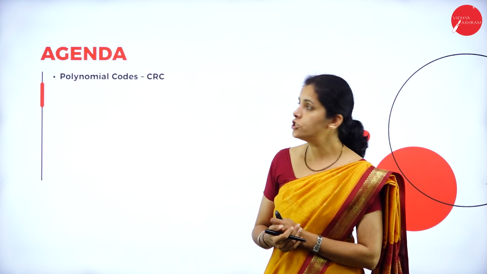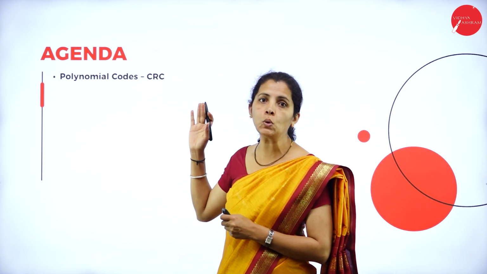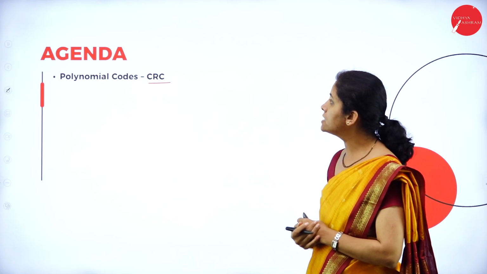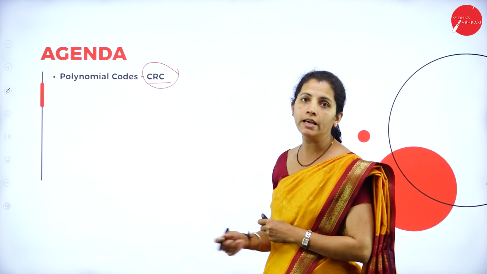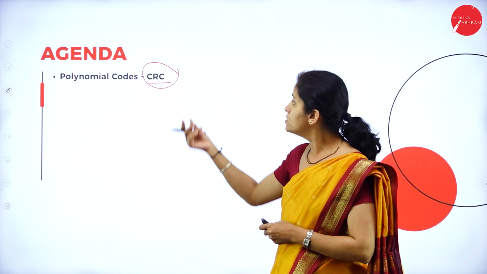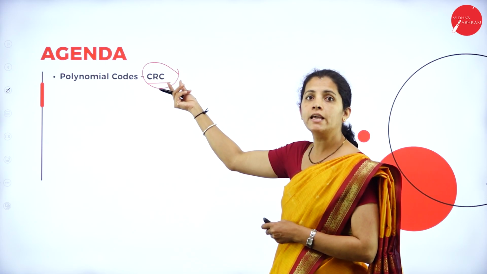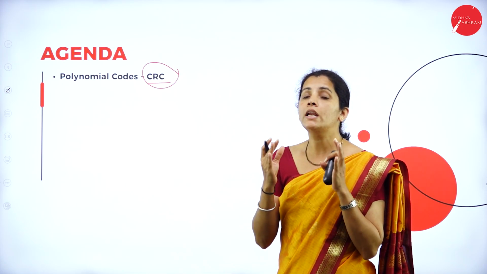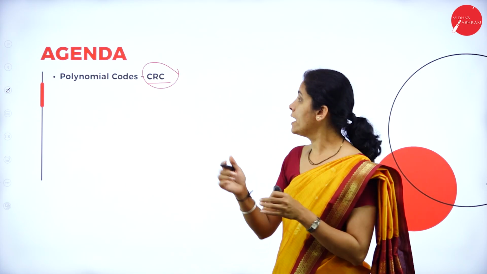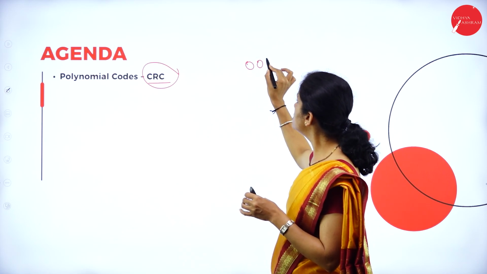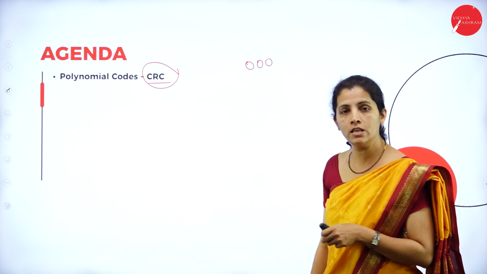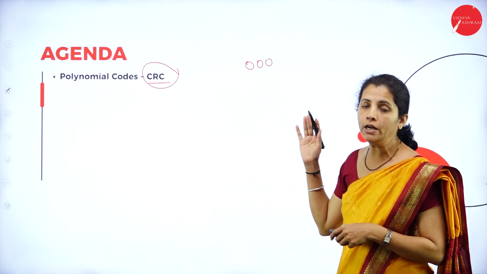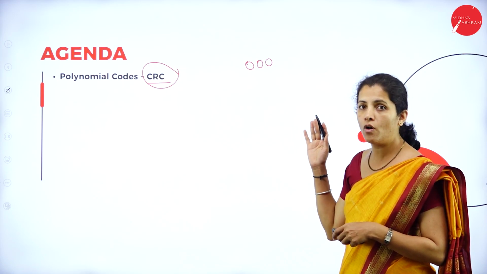Now in my today's session, I am going to discuss polynomial codes. That is nothing but the CRC. So what is CRC here? That is nothing but the cyclic redundancy check. In the sense, I'm going to have redundant bits and I'm going to fill in 0s. How many zeros am I going to fill? 3 zeros. Anyway, dear student, this is a very important topic from the examination point of view.